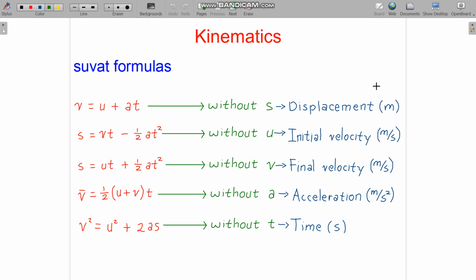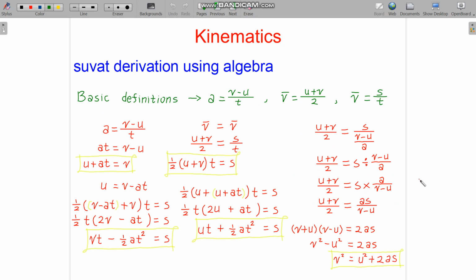Everyone, this video is about the derivation of SUVAT formulas. So here are the 5 SUVAT formulas without S, U, V, A, T, and remember S is displacement, U is initial velocity, V is final velocity, and so on. We can derive them using algebra and basic definitions.